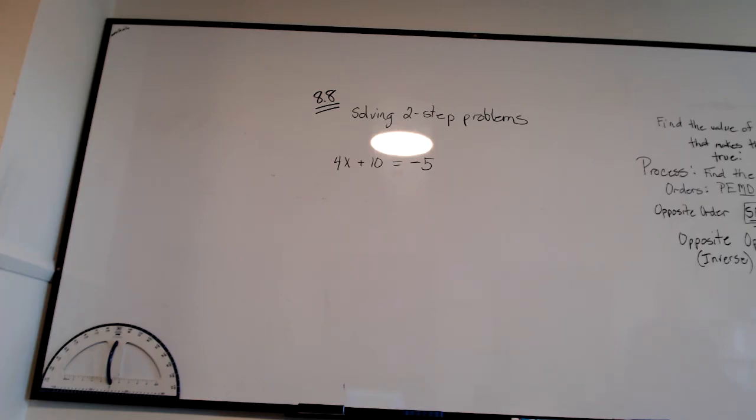Can I reduce negative 15 over 4? No. Why not? Because 3 and 5 go into 15, and 2 and 2 negatives go into 4, they're not equal. Now leave it as an improper fraction. So the answer is negative.